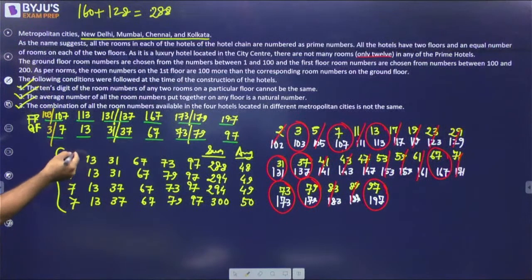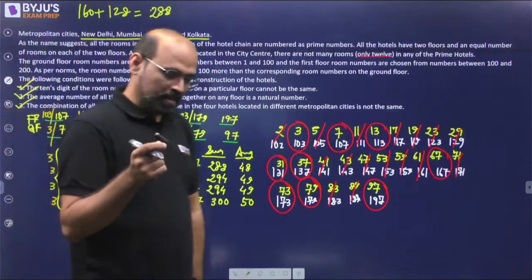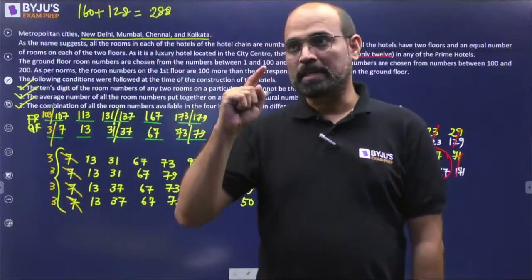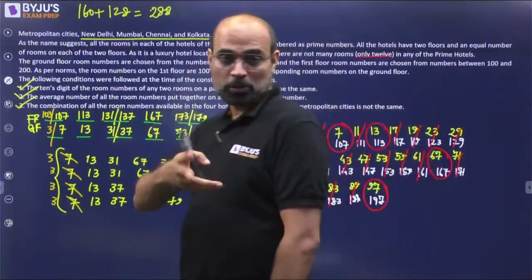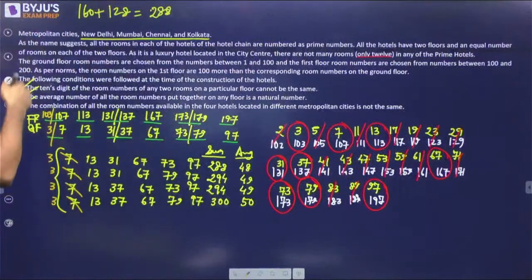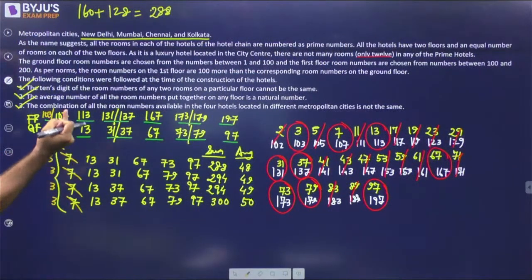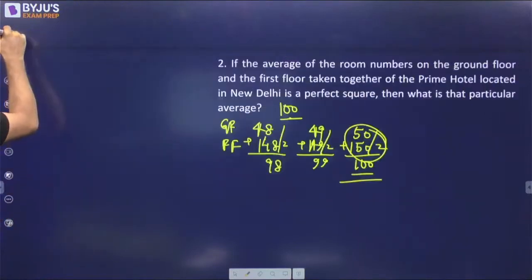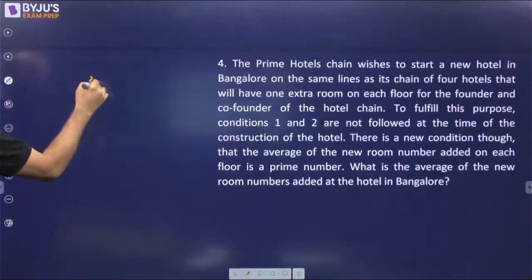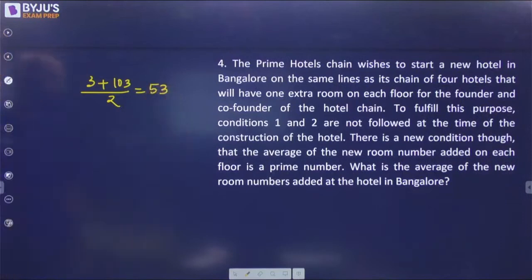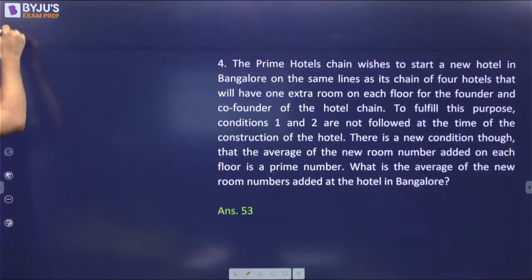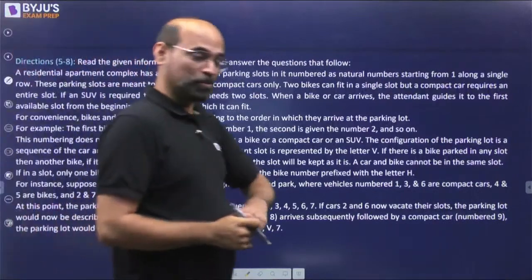Can we say instead of 7, now we are going to have 3 here? The new room that is added on the ground floor is 3. That means the new room that will be added on the first floor will be 103. 100 zyada. They both are prime numbers. And the question says, what is the average of the rooms added? ये room add कौन से हुए? 3 and 103. What will be the average of theirs? So 3 and 103 का average, 106 by 2, 53. Chalo. Looked like a tricky question, but it wasn't.